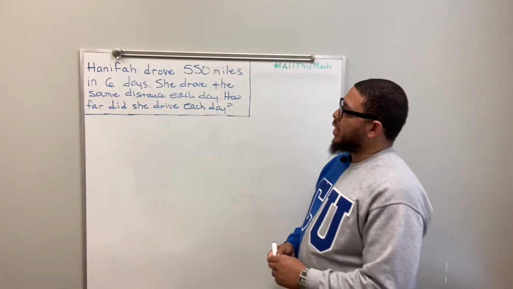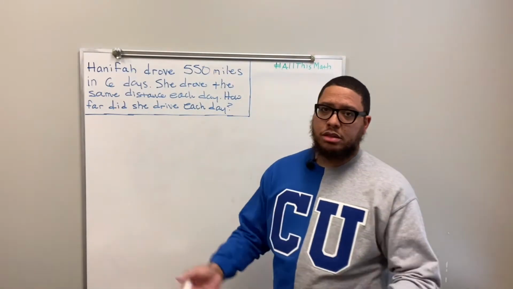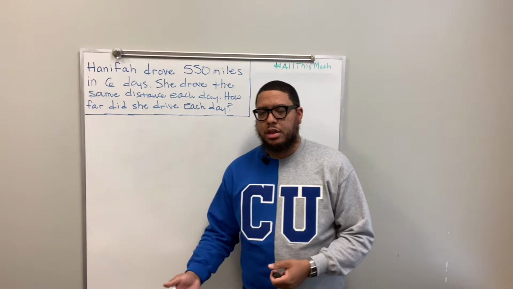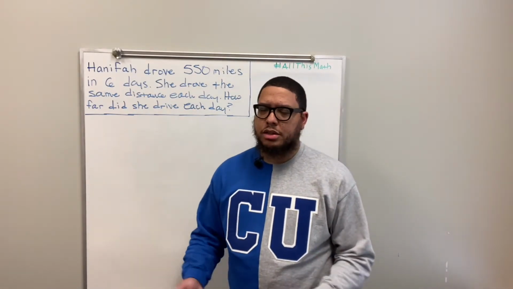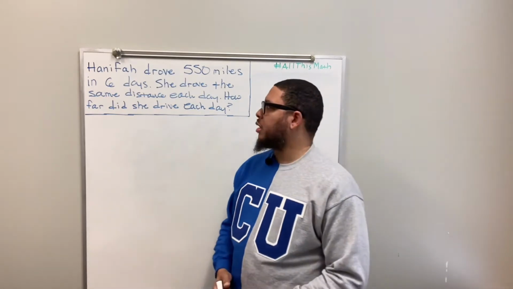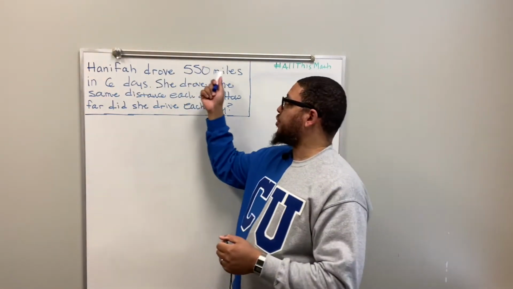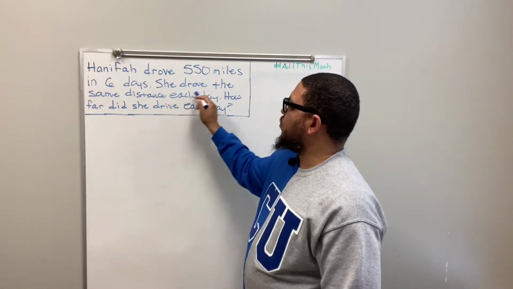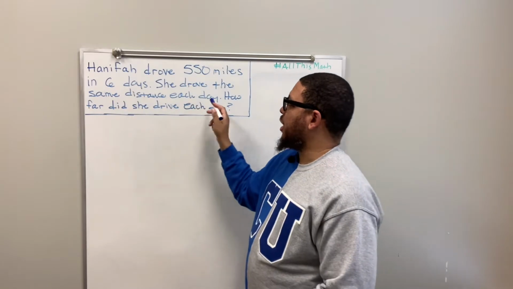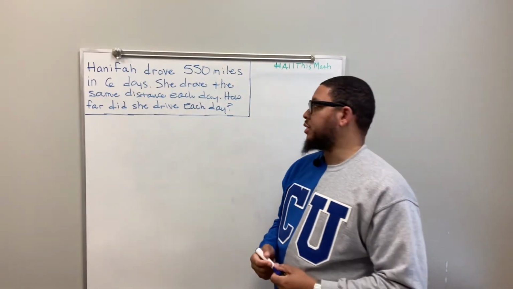So, it says that Hanifa drove 550 miles in 6 days. So over a 6-day period, maybe we're talking about Monday, Tuesday, Wednesday, Thursday, Friday, Saturday. That's 6 days, I think, right? But in that time, altogether, she drove 550 miles. That's a lot of driving. Then it says that she drove the same distance each day. That's very important information. We'll talk about that momentarily.